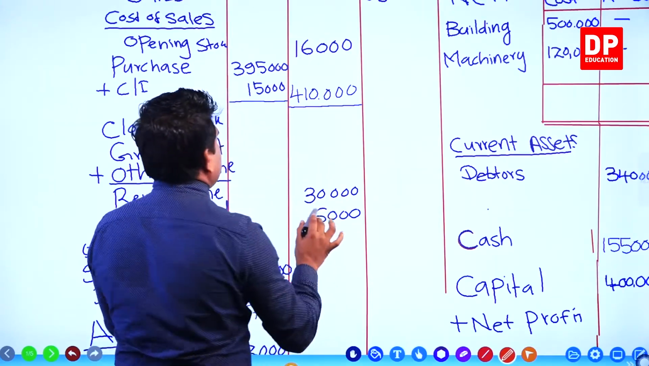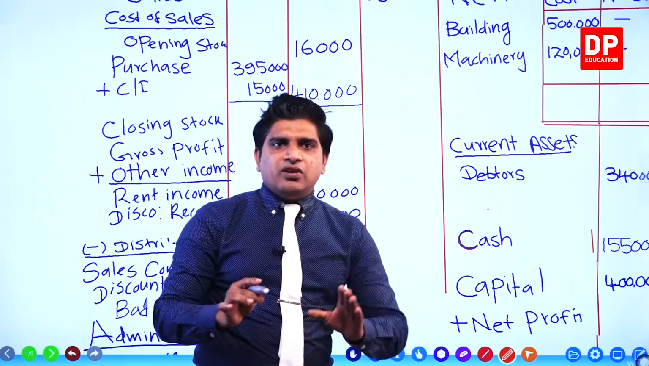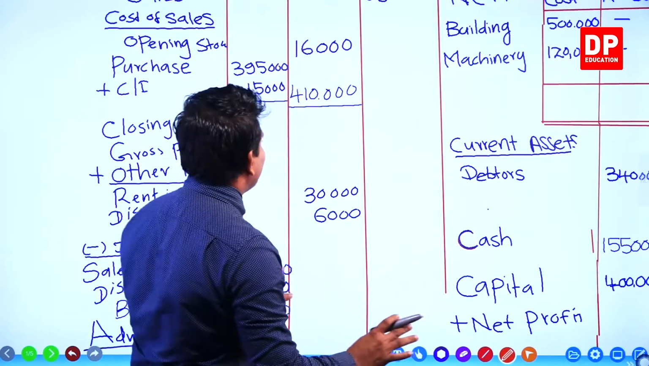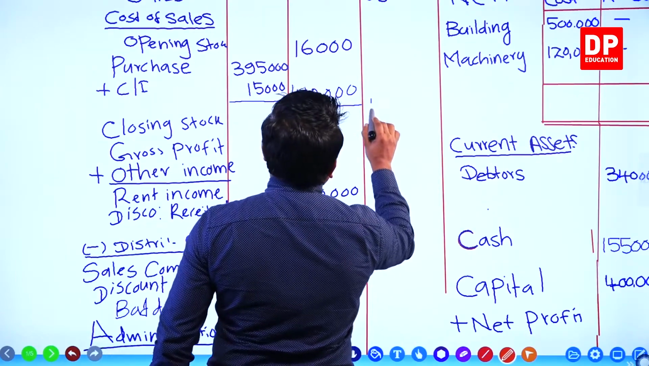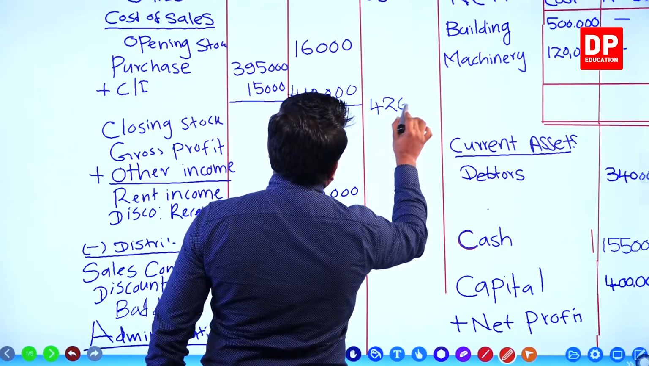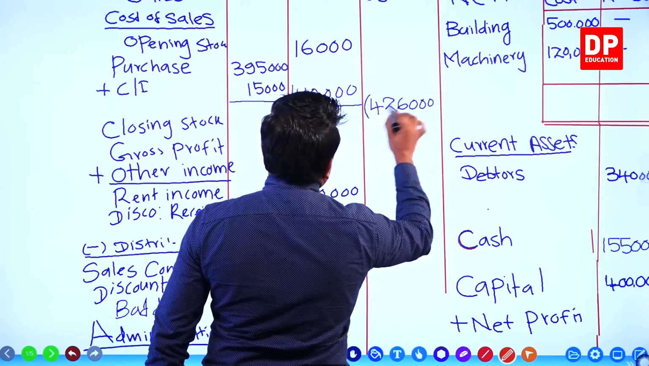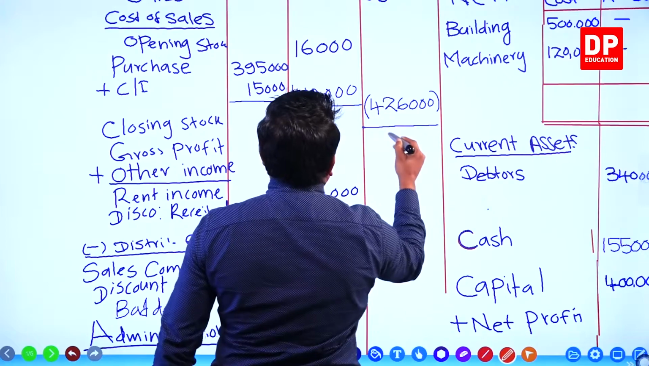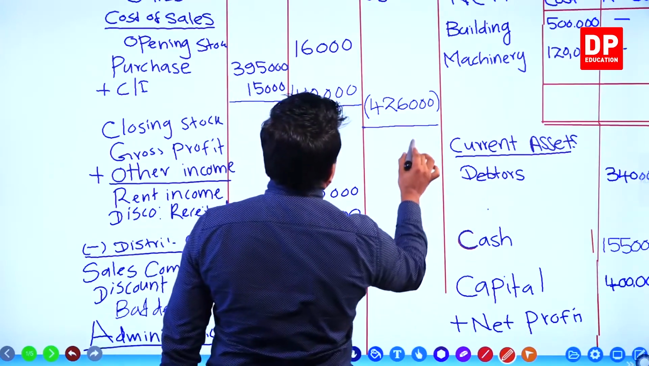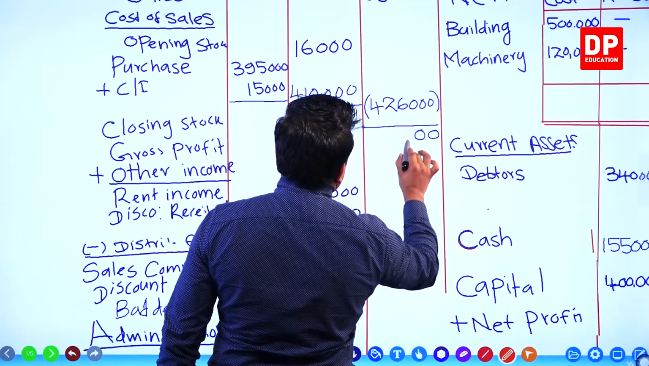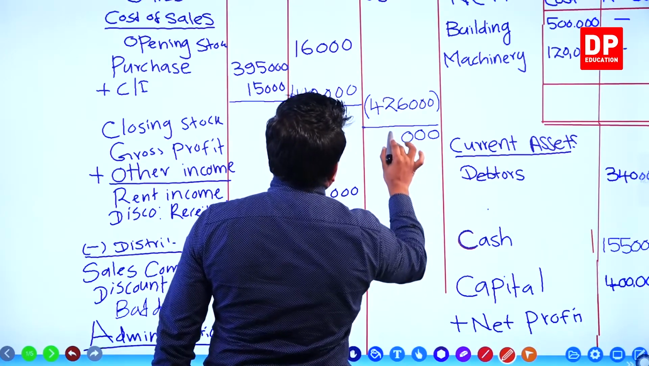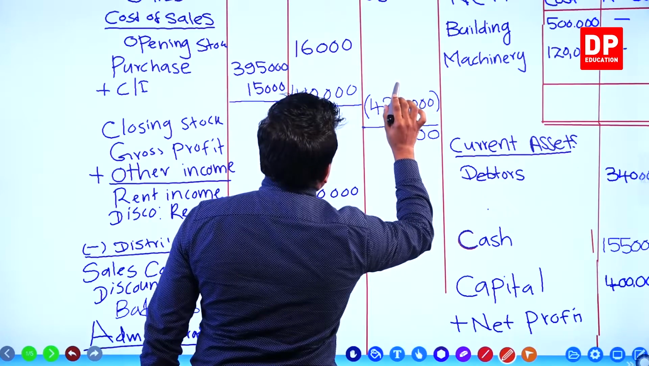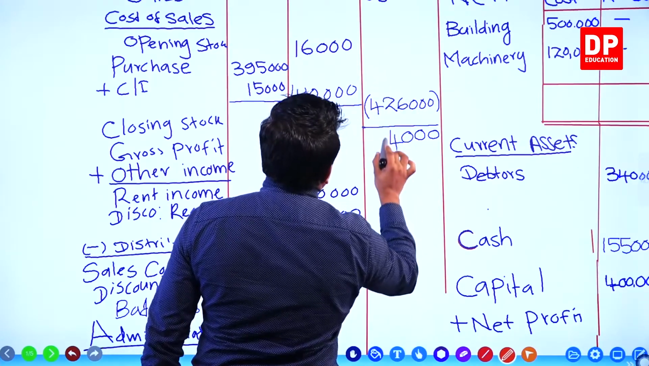The question clearly says there is no closing stock. All the stocks are already solved, right? Then for 26,000, you minus it. After that, this is the sales income. This is the cost of sales. Then you can see the gross profit. How much? 0, 0 and 0. 10 minus 6, 4. Here 4 minus 2, 2.